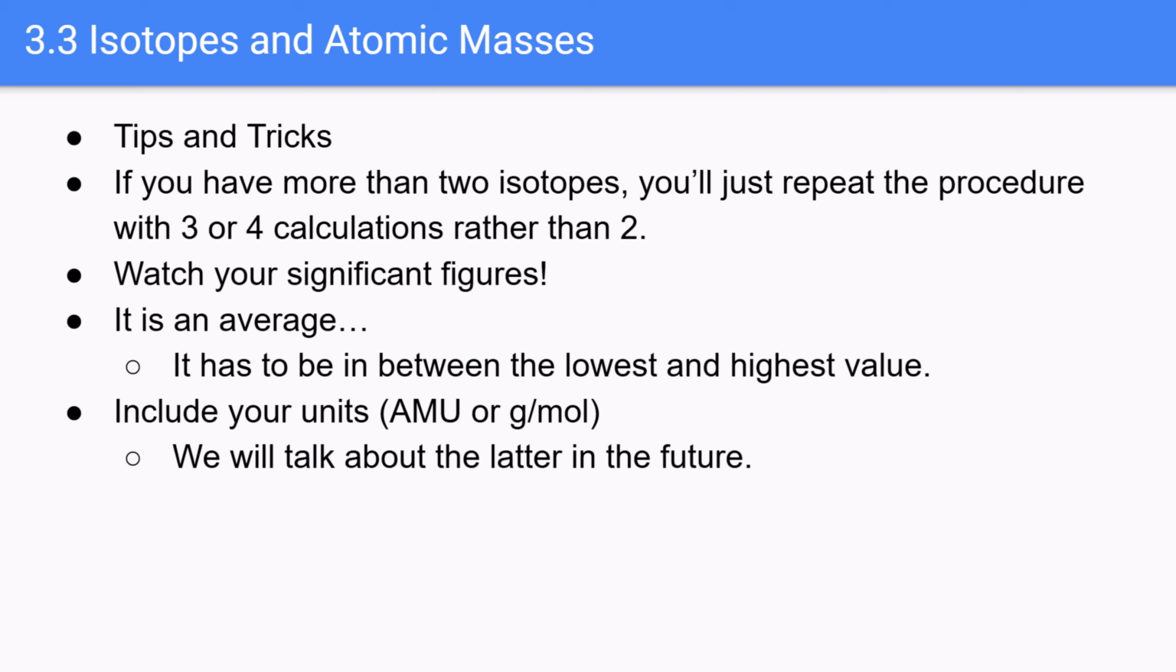You also need to include your units, and for right now, you can include AMU or grams per mole. We'll talk about the latter in the future, but either of those are perfectly acceptable units for this particular calculation.